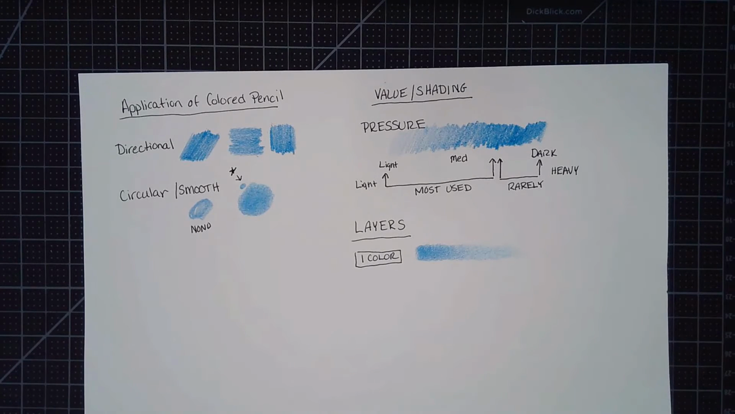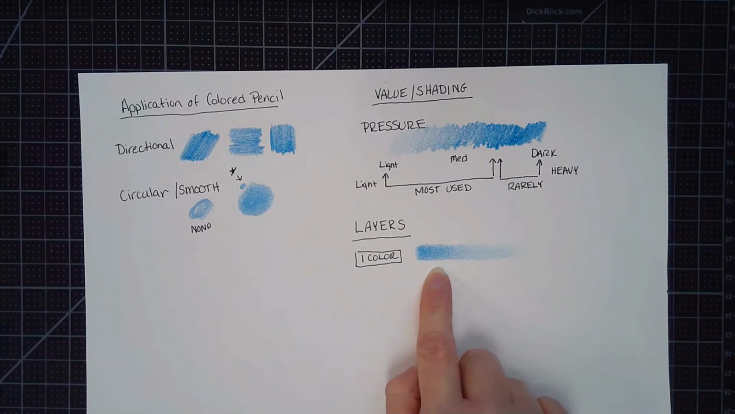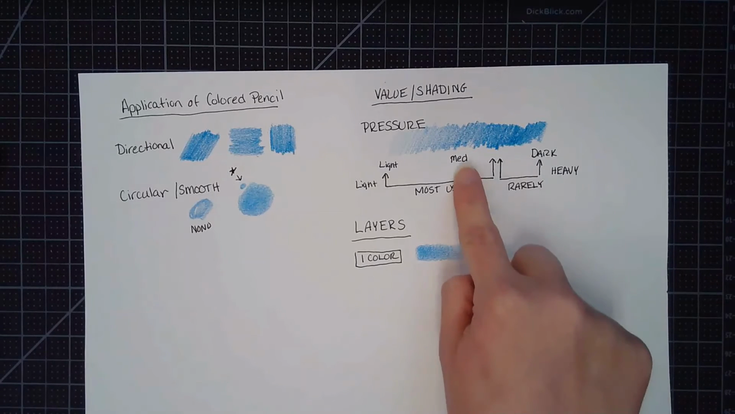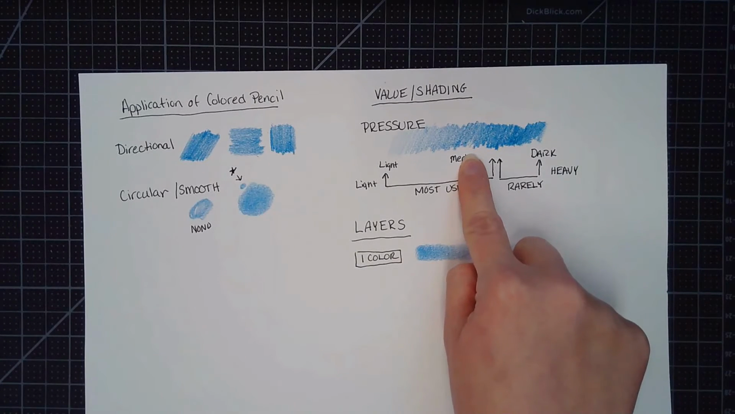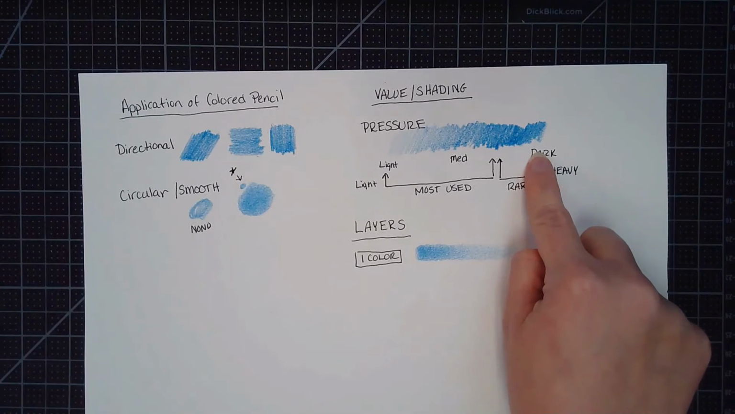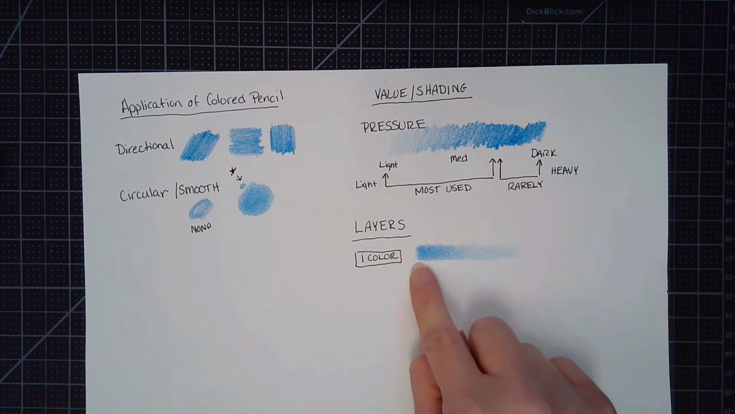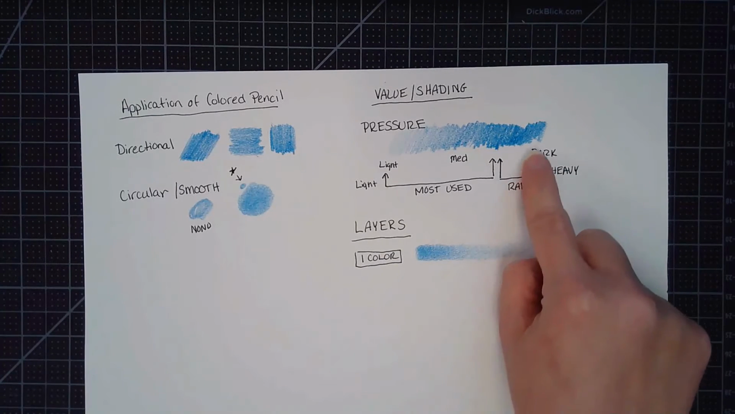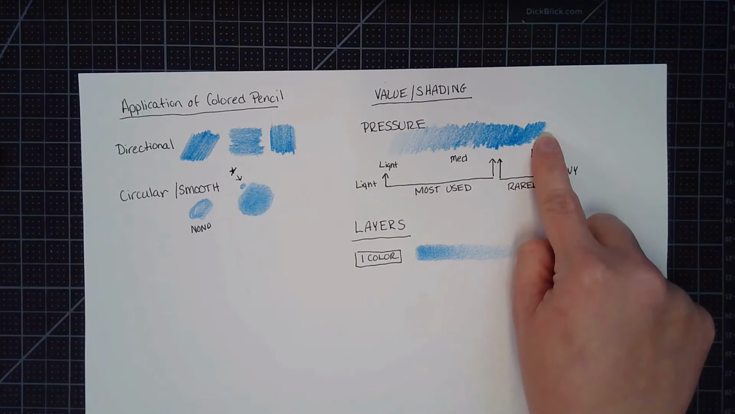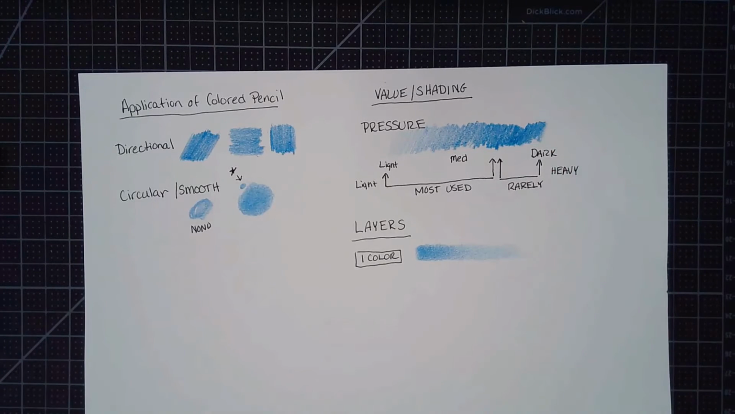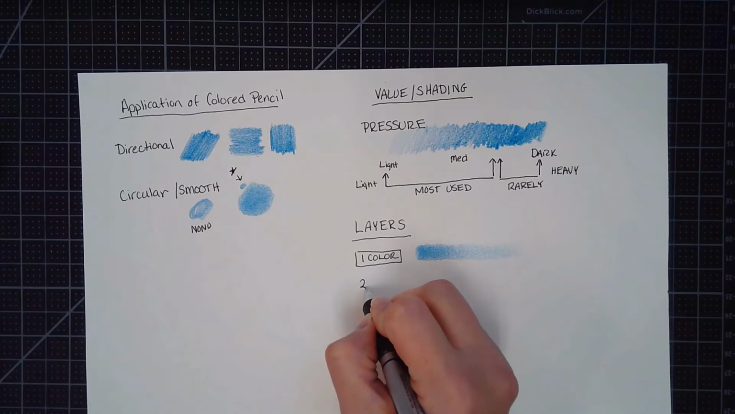So working in layers using one color and just watching my pressure. Again, I didn't go any further than about a medium pressure, so I didn't get into a heavy pressure, but I'm very close to a heavy pressure value. The next type of layering we can talk about is using two colors.